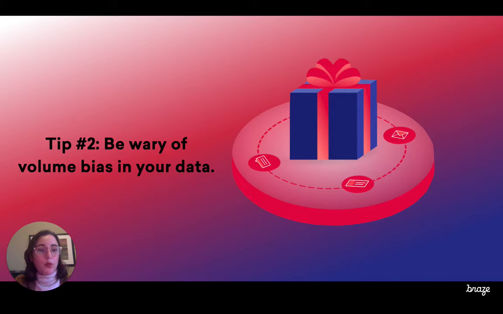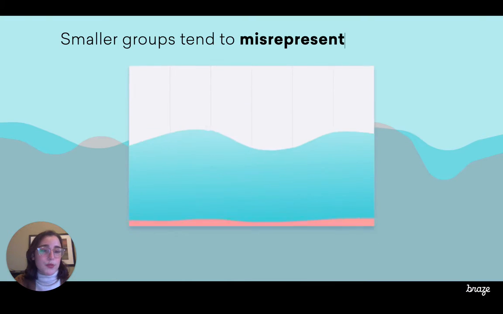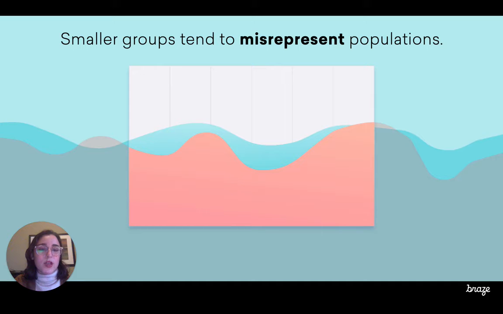Many brands send more messages around the holidays. Be aware of this when you look at last season's data or when you make this season's big decisions. Smaller groups tend to misrepresent populations, whereas larger groups often reflect less randomness and have a lower margin of error.